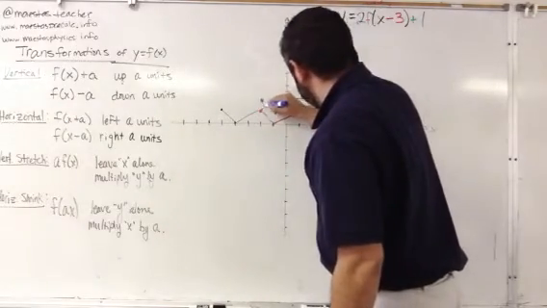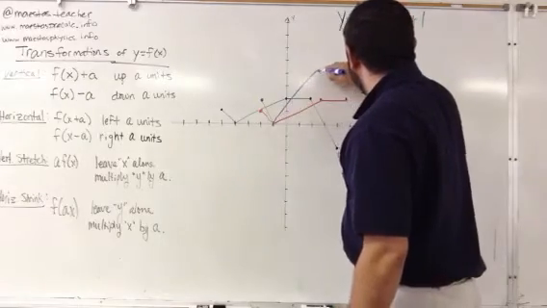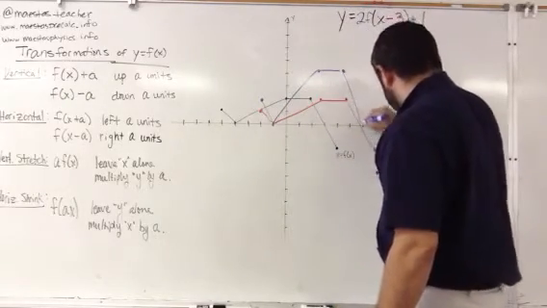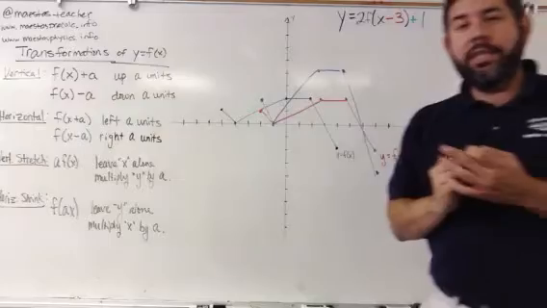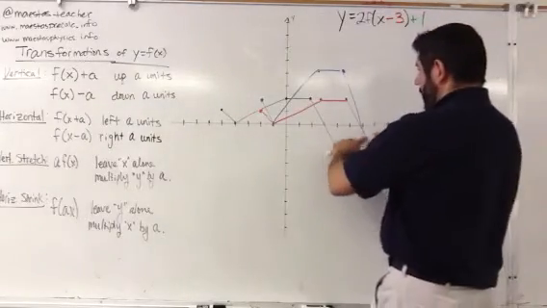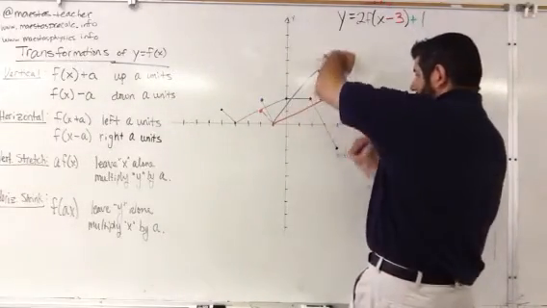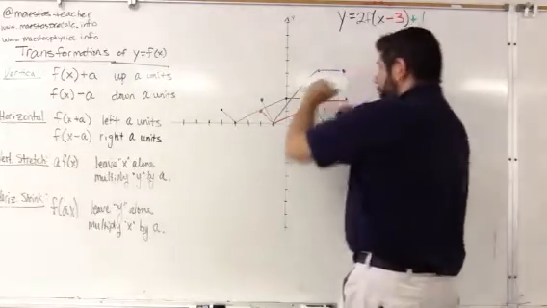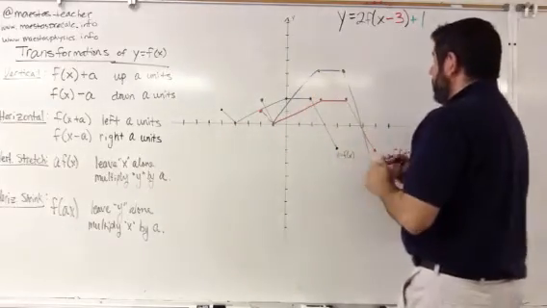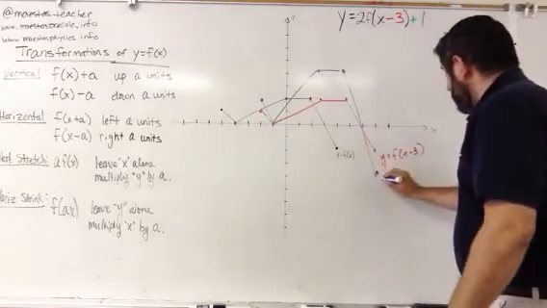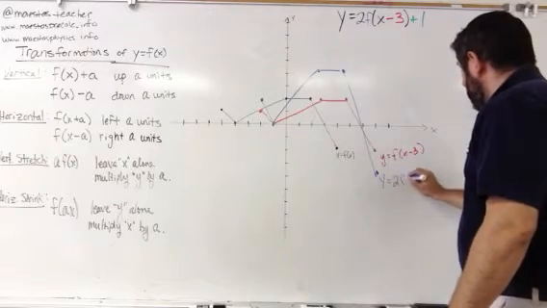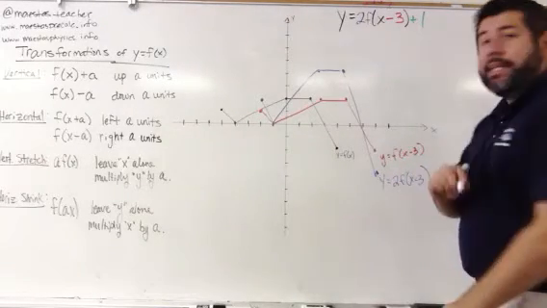If you connect these, you'll notice that what we did is we took this original graph, the red one, and we stretched it out. So that's why we say that's a vertical stretch. So this is the graph of y equals 2 f of x minus 3.